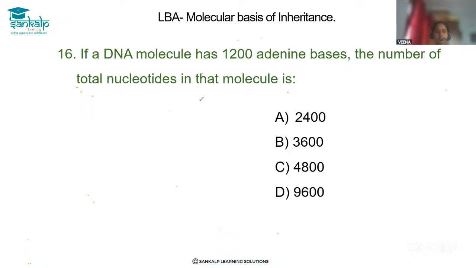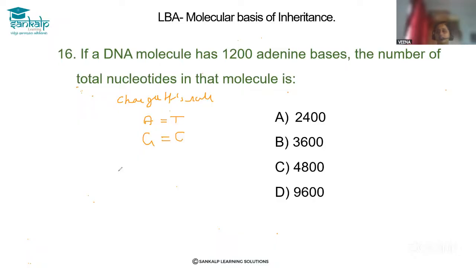Let's solve question 16. If a DNA molecule has 1200 adenine bases, the number of total nucleotides in that molecule is? So dear students, according to Chargaff's rule, the number of adenine is always equal to the number of thymine, and the number of guanine is equal to the number of cytosine.